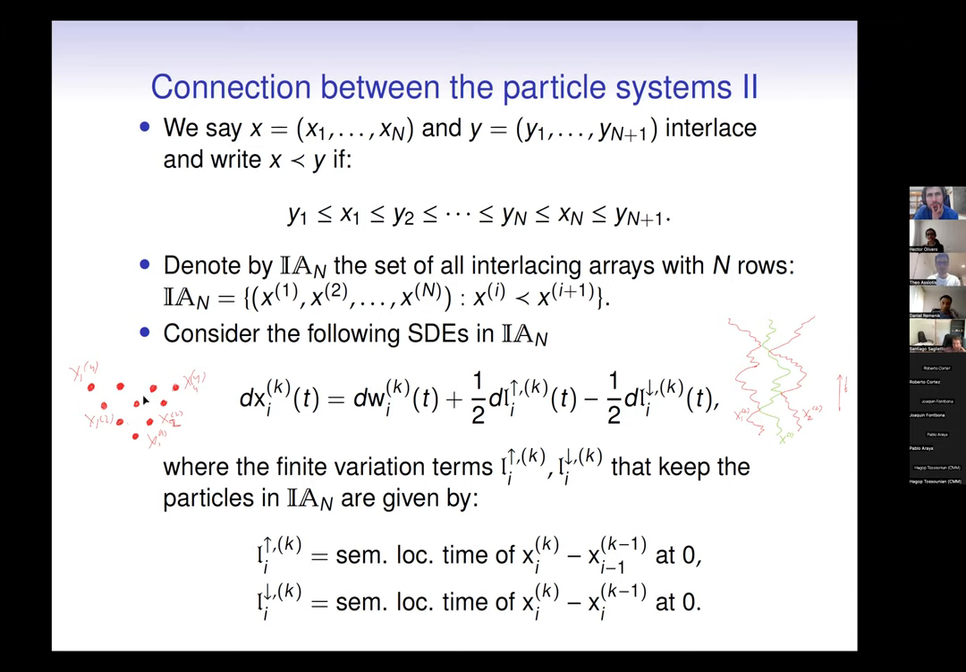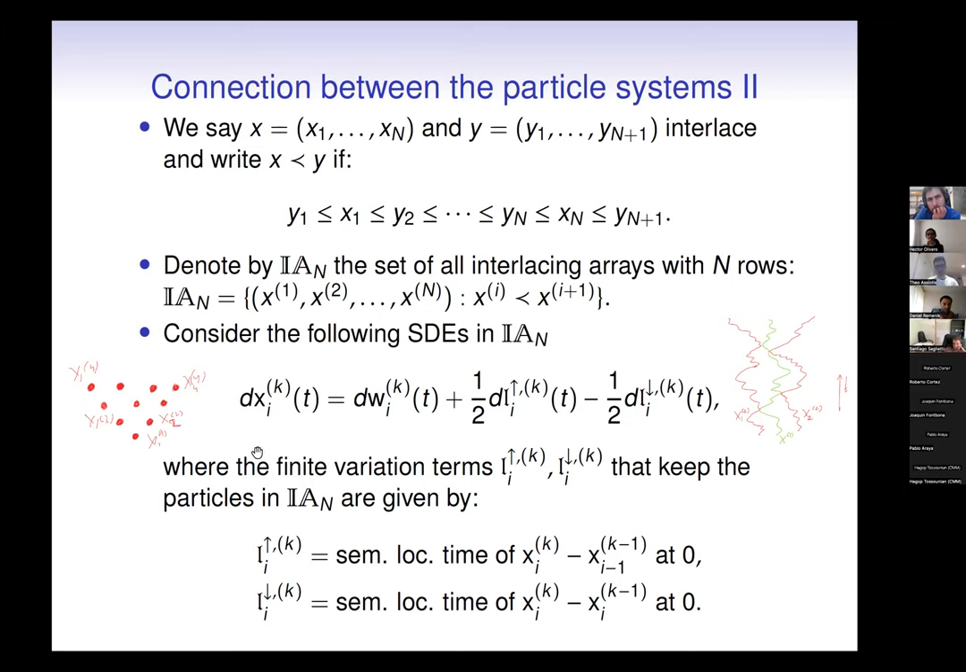So the configuration on the top interlaces with the one below it if you have basically one particle in between. So that's the interlacing, that's what interlacing means. And you can consider interlacing arrays, where you have configurations which interlace. And then you can consider some SDEs in the interlacing array, where each particle is a Brownian motion, except when they collide with a particle on a lower level, they just reflect to keep the order.